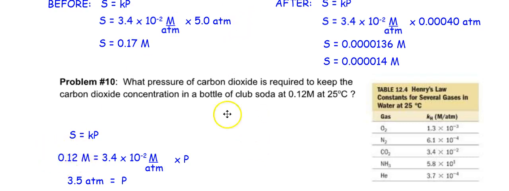Well, these problems all gave carbon dioxide, probably because it's the more common, but if you ever need the other ones, here they are. So this is the end of section 12.4.